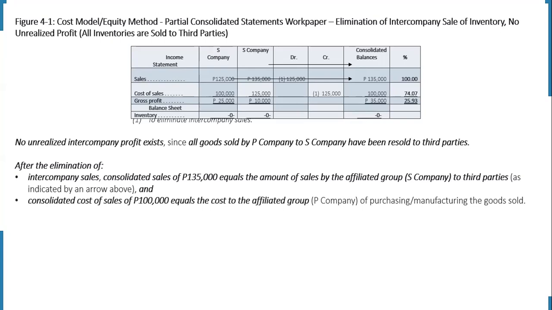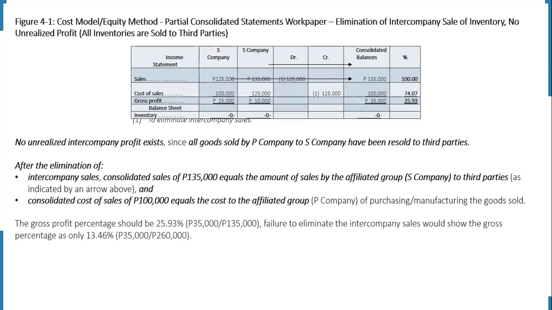So we have now the consolidated cost of sales of 100,000 equals the cost to affiliated companies, Group P, of purchasing or manufacturing the goods sold. So it's purchases if you have a merchandising concern, or you may have it as cost of goods manufactured, and finally still cost of goods sold for a manufacturing concern. The gross profit percentage should be 25.93%, dividing 35 by 135.